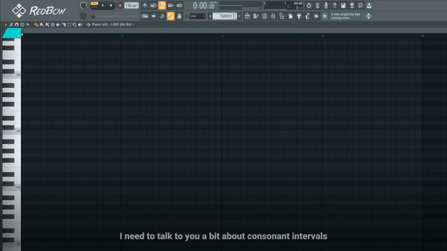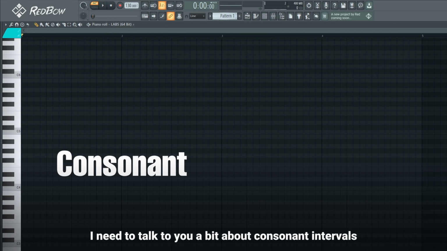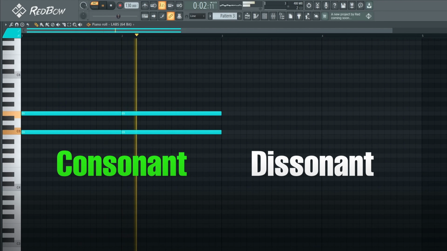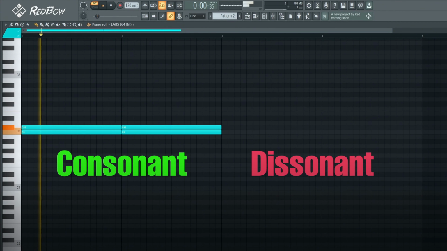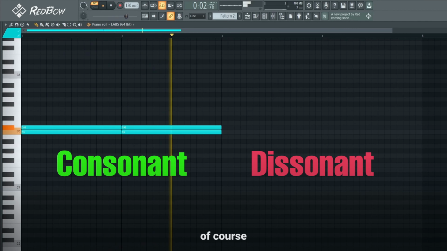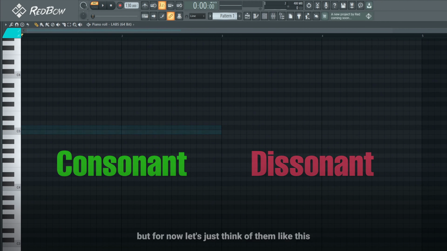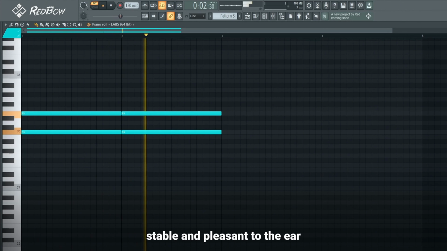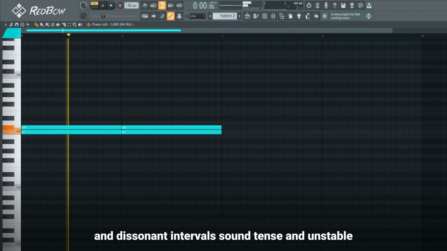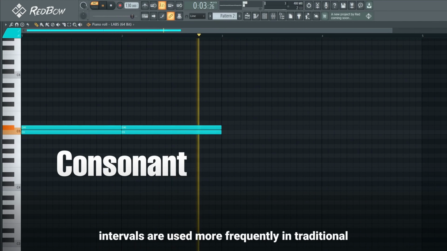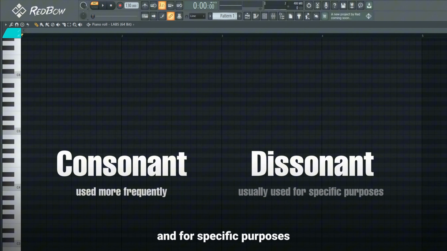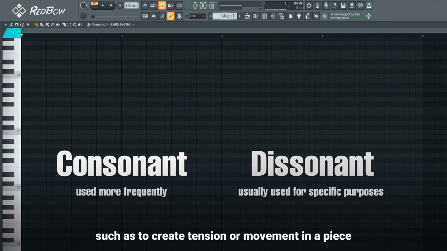Now, before we continue, I need to talk to you a bit about consonant intervals. As you know, in music, we have these two words, consonant and dissonant, to describe whether a sound is pleasant or unpleasant. Of course, in reality, they are much more complex than that, but for now, let's just think of them like this. Consonant intervals are those that sound stable and pleasant to the ear, and dissonant intervals sound tense and unstable. In general, consonant intervals are used more frequently in traditional Western music, while dissonant intervals are used more sparingly and for specific purposes, such as to create tension or movement in a piece.